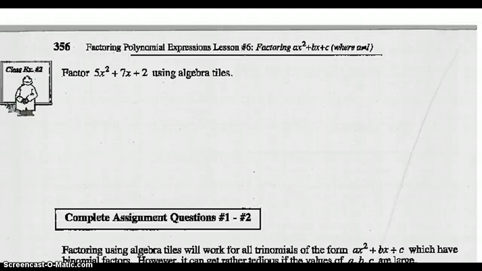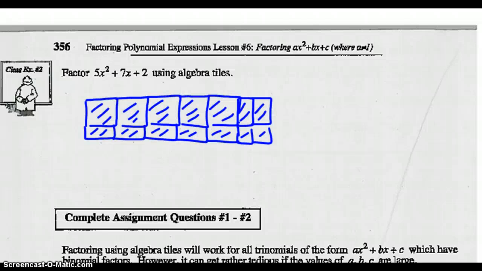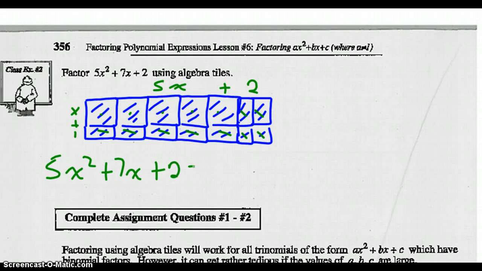Let's factor this one using algebra tiles. So again, draw a rectangle out of those algebra tiles and state the length and width. Away you go. So there's 5 x squareds, 1, 2, 3, 4, 5 x squareds. I've got 7 x's, 1, 2, 3, 4, 5, 6, 7 x's, and my two positives. Write this as length times width. So I've got 5x plus 2, and 1x plus 1 right there. So the factors of 5x squared plus 7x plus 2 are the length and width: 5x plus 2 times x plus 1.